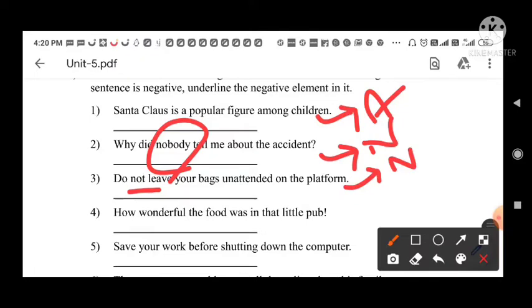How wonderful the food was in that little pub. Here it is an assertive sentence. Save your work before shutting down the computer. Here it is also an assertive sentence.